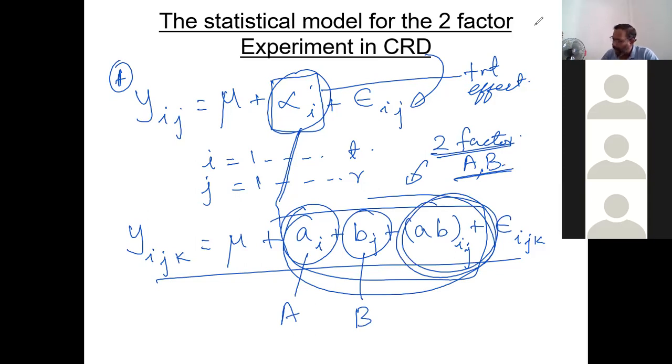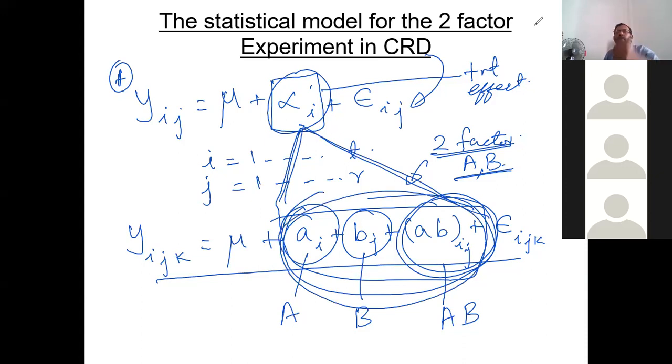A and B. Good. That is going to represent our AB interaction. So this is the expansion of the treatment effect. Everybody should know this is the expansion. Actually, if you add these 3, it should be equal to alpha i. That is the concept. Now, if you know the concept, you can write it very easily.